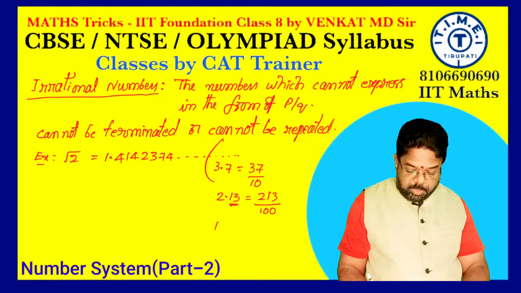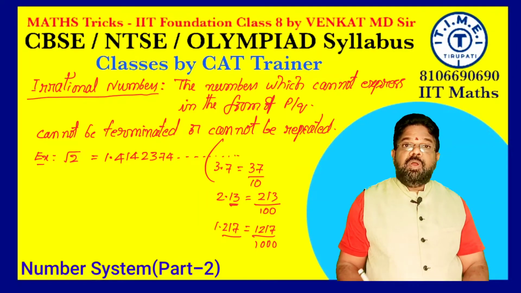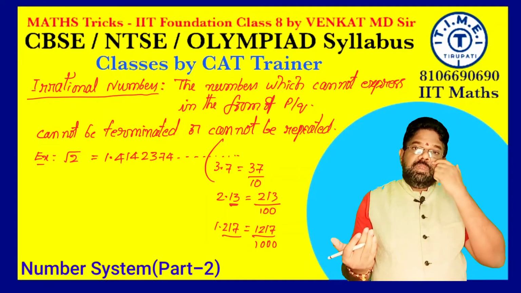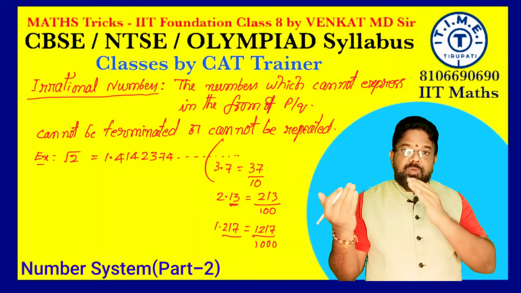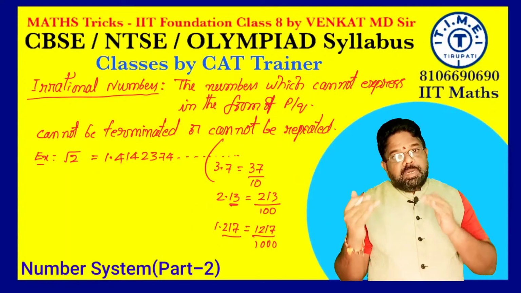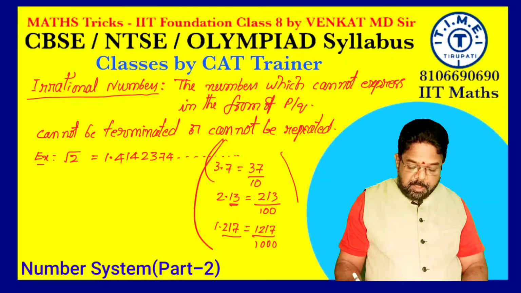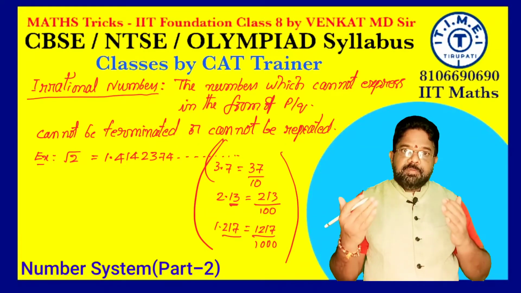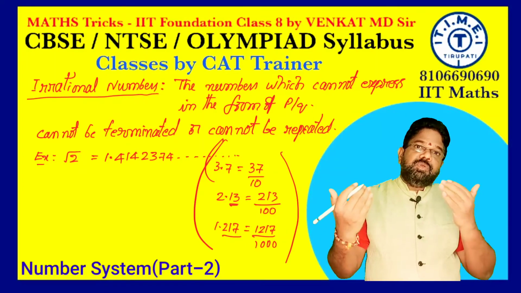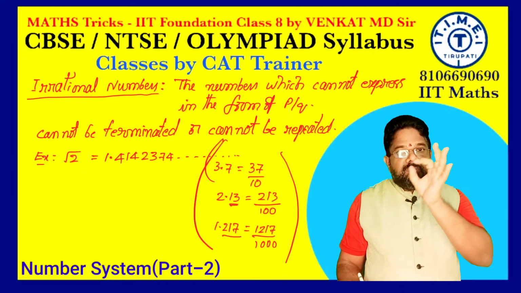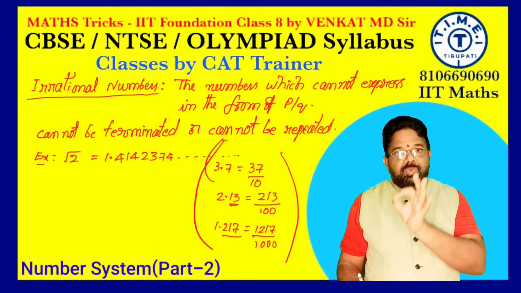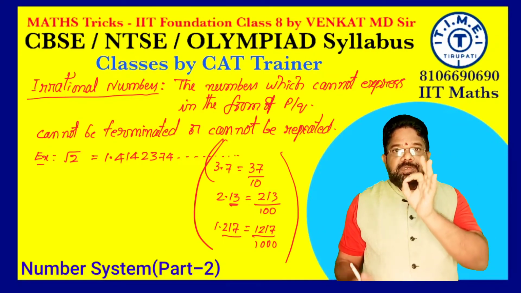Suppose 1.217. It can also be written as p by q: 1217 by 1000. After the decimal how many digits? 3 digits here, so 3 zeros. After the decimal 1 digit we take 1 zero in the denominator, after 2 digits 2 zeros, after 3 digits 3 zeros. Like this, any decimal can be written as a fraction by putting zeros in the denominator.